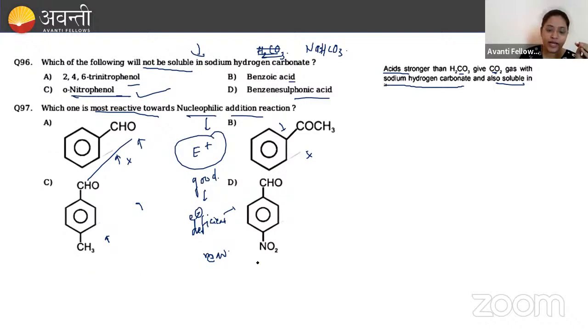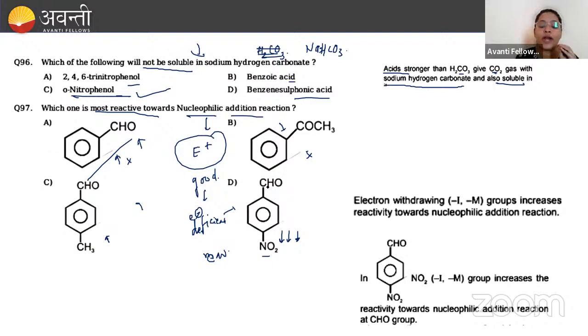Lastly, you can see here NO2. NO2 withdraws the electron towards itself from the ring, and that's why the center becomes more and more electrophilic. Now the nucleophile can attack this compound. So electron withdrawing groups, which show minus I and minus M effect, increase the reactivity towards nucleophilic addition reaction. The group present in these options is the NO2 group, which shows minus I as well as minus M, and increases the reactivity towards nucleophilic addition at the CHO group. That's why option D is the correct answer here.